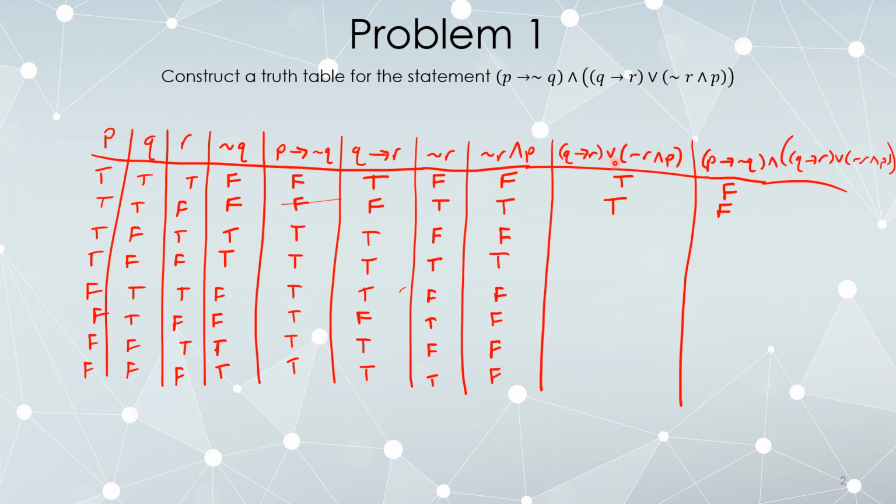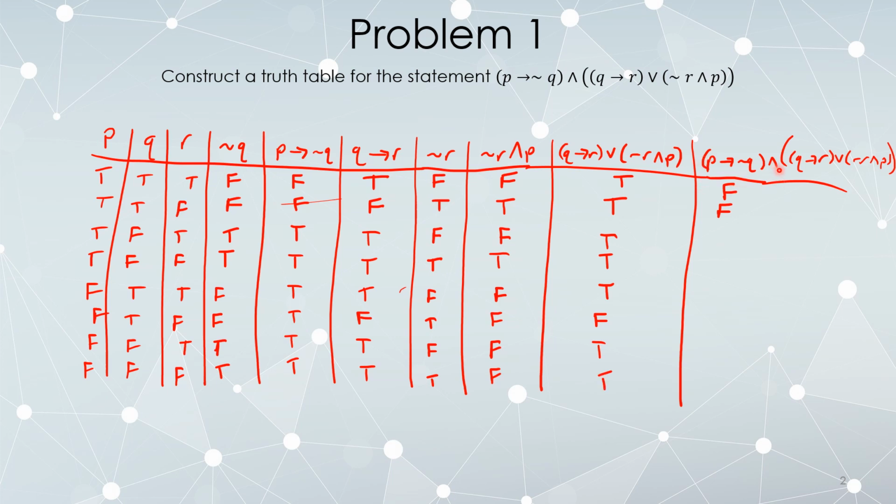Here now we have an or between this statement, Q implies R, and this statement, not R and P. So if either one of these is true, I'm going to put a true. Only in this line are they both false. So this is the only line where this disjunction is false. Otherwise, at least one of those two sides was true.